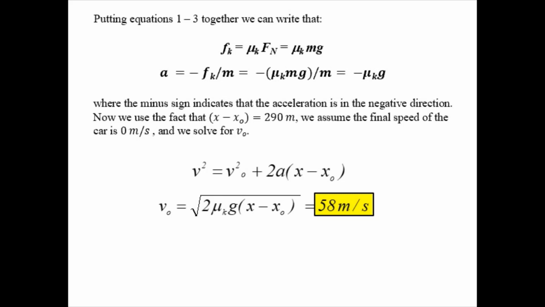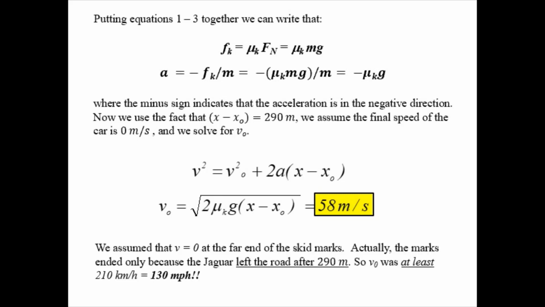So remember, 25 meters per second is 56 miles per hour. So 58 meters per second is approximately 130 miles per hour. And it was moving at least that fast, because the marks ended only because the Jaguar left the road after 290 meters, so it may not even have stopped yet. So it took at least 290 meters of skid marks, and assuming mu sub k was 0.6, 130 miles per hour at least, maybe faster.